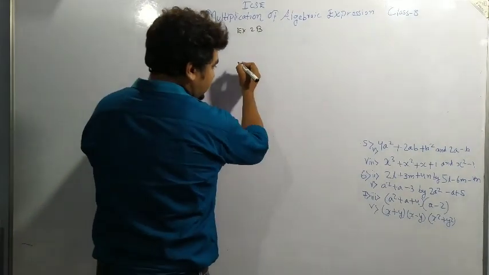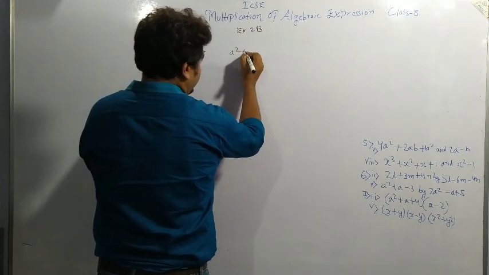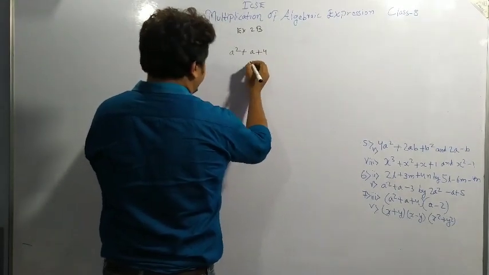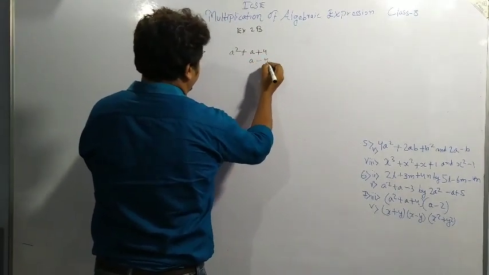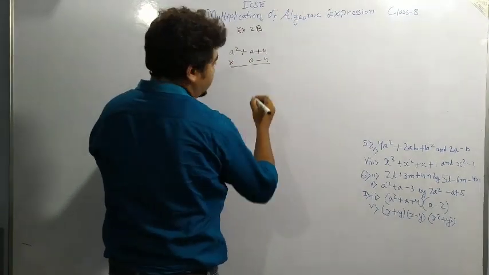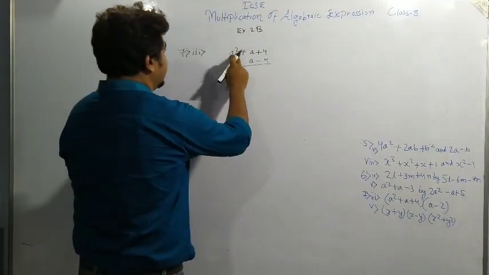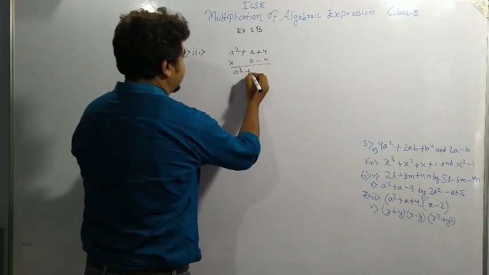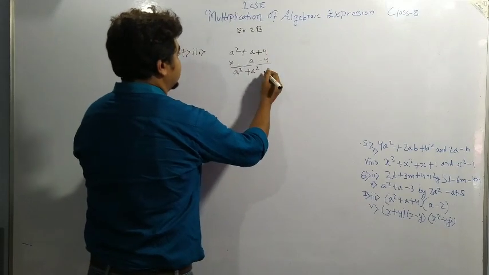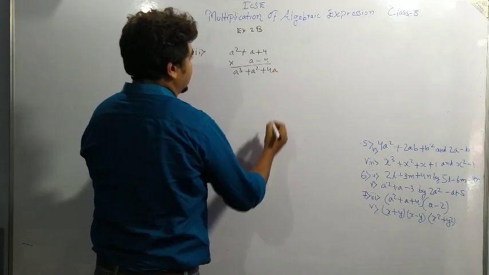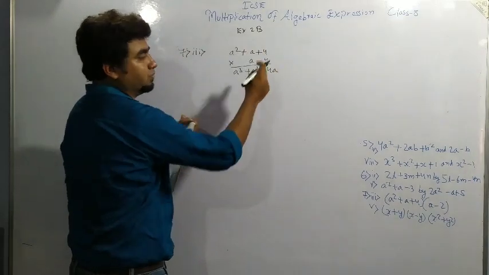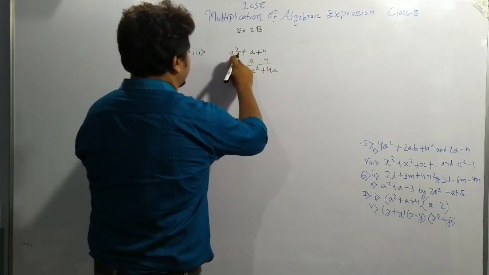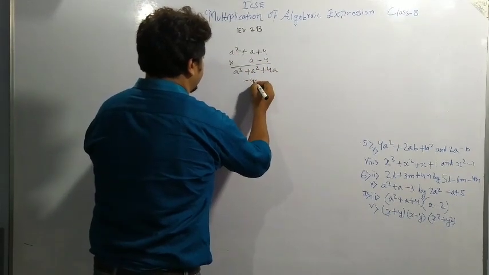7 bit 3 it is given a square plus a plus 4. We have to multiply it by a minus 4. We are doing it by column method. So a into a square will become a cube. A into a is a square. A into 4 is plus 4a. So a is multiplied with all the three terms. Now the second term is minus 4. Minus 4 into a square will become minus 4 a square.